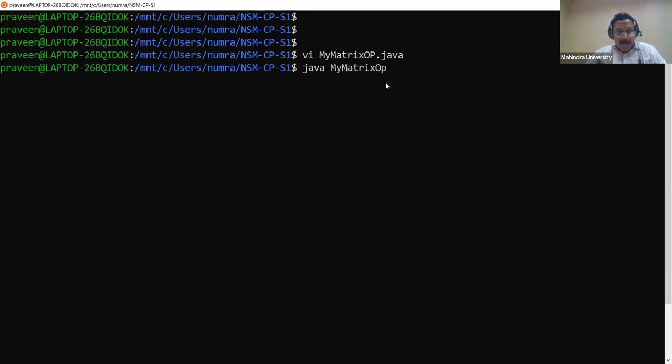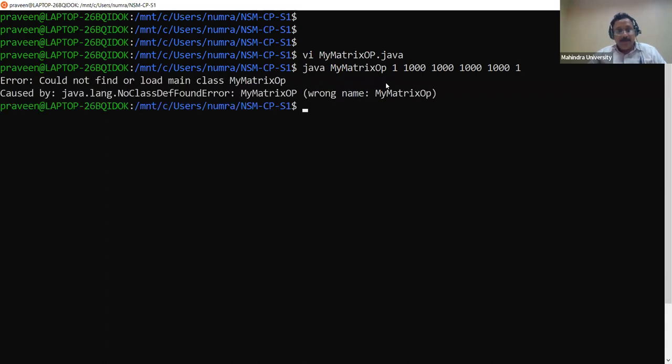I already compiled that one. Here I'm going to use the number of threads as one, with matrices of order 1000 × 1000. The last argument is choice. If choice is one, we are multiplying by using a single thread.